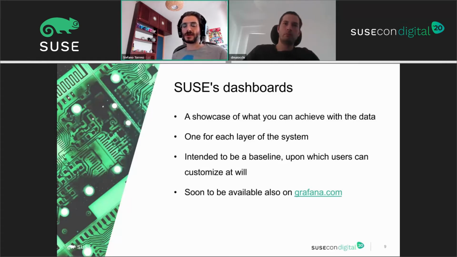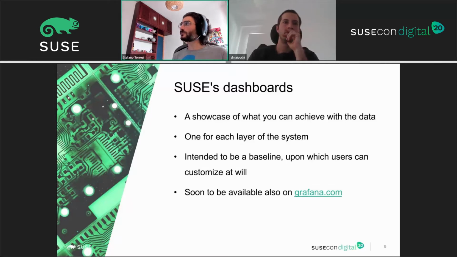So we decided to implement a few dashboards for Grafana, which are basically big giant blobs of JSON code that tell Grafana how to configure the entire visualization, which is made up of many different panels. And Dario, my colleague, later is going to show you how this can be customized and changed at will. And we provided one different dashboard for each layer of the system.